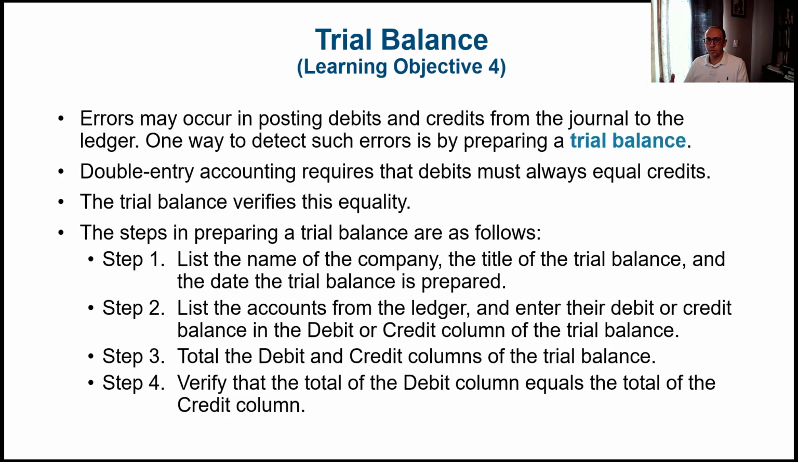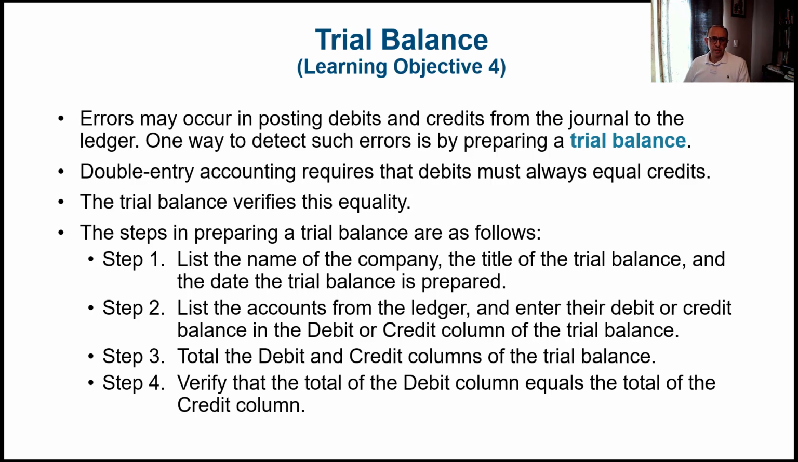So basically this was the ledger and how it looks, all these pages on it. The next stage in the accounting cycle, or in the process, is preparing what we call the trial balance. And the trial balance is just a statement that shows a list of all the accounts in the business with their debit and credit sides. So errors may occur in posting the debits and credits from the journal to the ledger. One way to detect such errors is by preparing a trial balance.